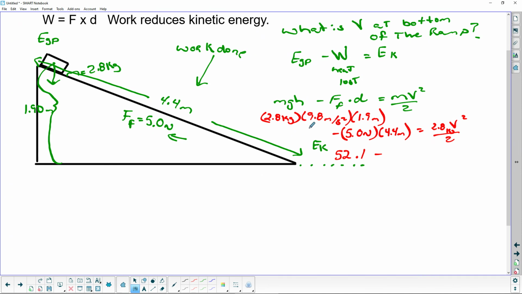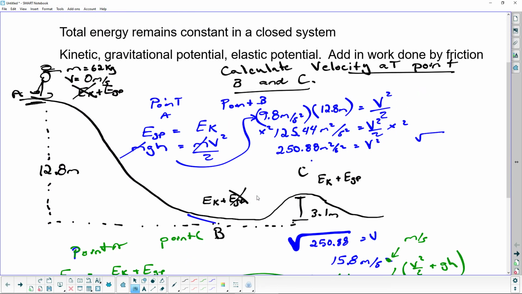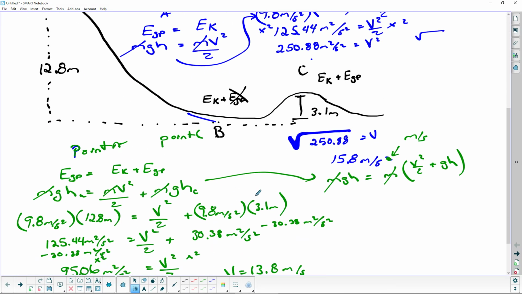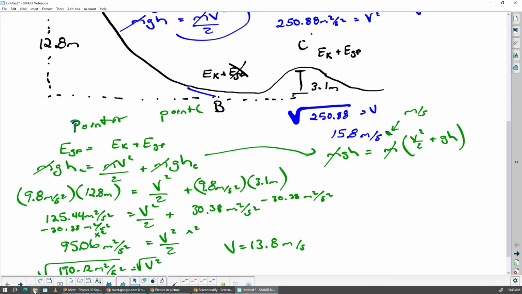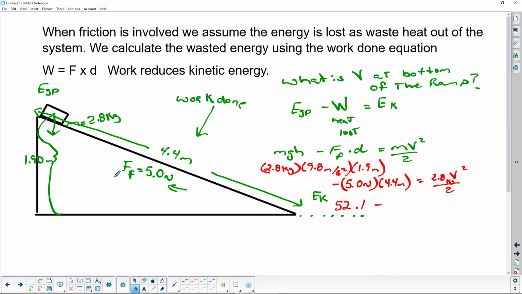But if we go back to the other one, there's a mass in both of them, and that's why we can cancel it out. Here, in this new one that we're doing, we cannot because there's no mass there. Good question to ask when we're doing the math part.